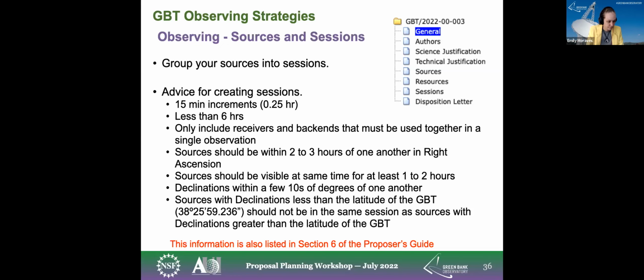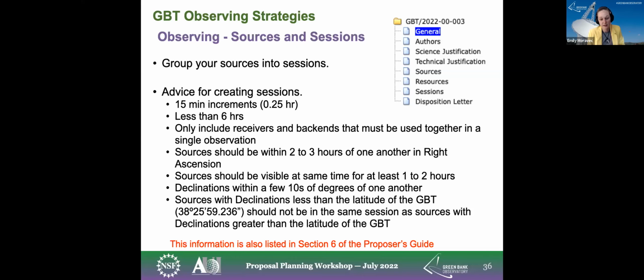And sources should be within about 2 to 3 hours of one another in RA. That just helps schedulability. And sources should be visible at the same time for at least 1 to 2 hours. That also helps schedulability. And you want the declinations to be within a few tens of degrees of one another. So what I personally do is I usually just group my sources by RA and Dec, within 2 hours of each other, et cetera.